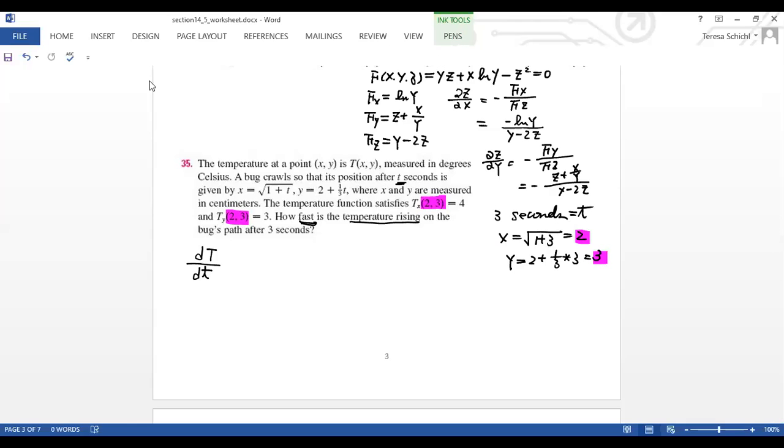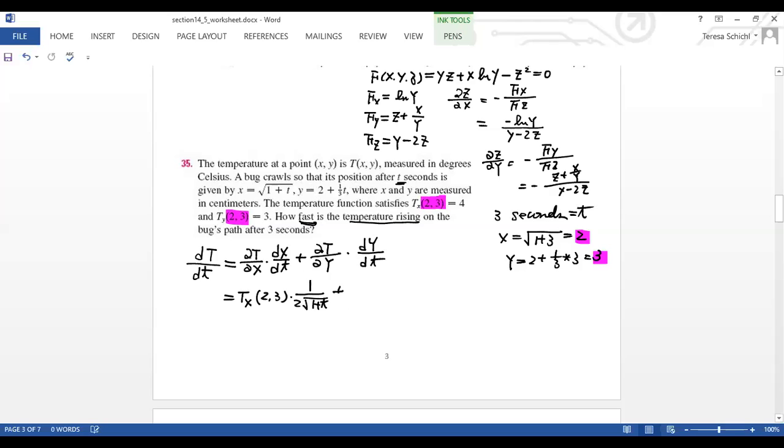Now I'm looking for the temperature change over time. We know the temperature change based on the position, but the x position is a function of t, plus the temperature change over the y position, and the y position change depends on t. So what is ∂T/∂x here? That's the partial derivative of T with respect to x at (2, 3). What is dx/dt? x equals the square root of 1 plus t, so dx/dt is 1 over 2 times the square root of 1 plus t.